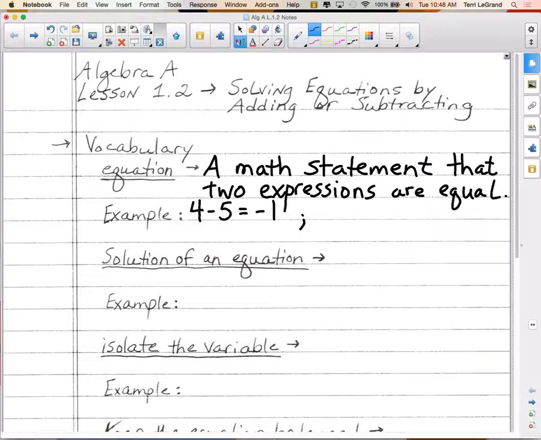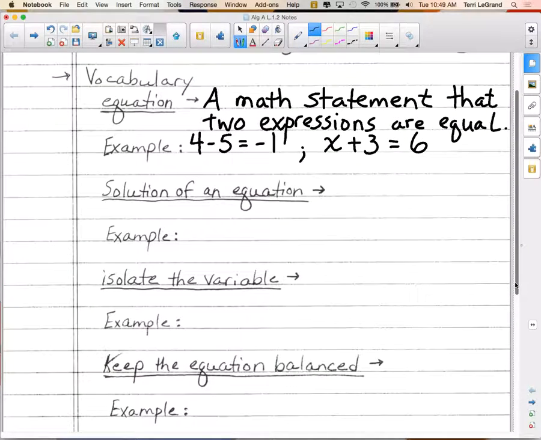Okay, I'll do it for you. x plus 3 equals 6. That equation is saying x plus 3 is the same as 6. You can count on it.